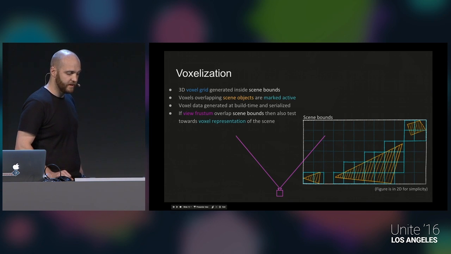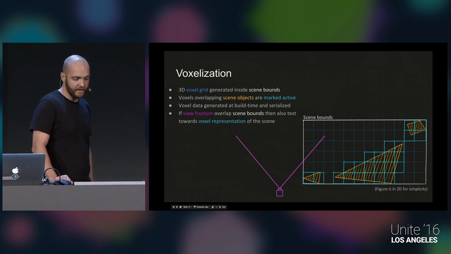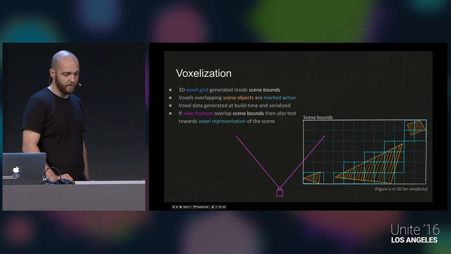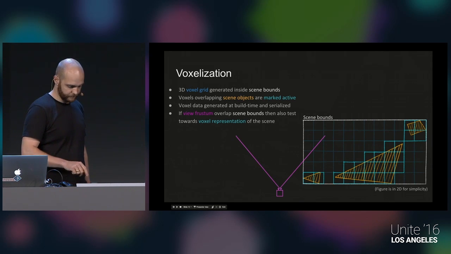Then at runtime, when we play the game, we test the view frustum against the scene bounds, and if that tests positive, we then also test against this voxel representation. And only if the voxel representation is inside the view frustum, we actually activate the scene.